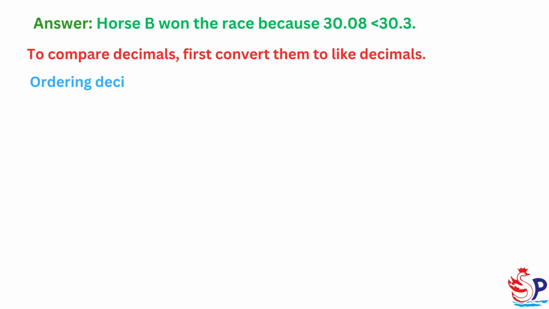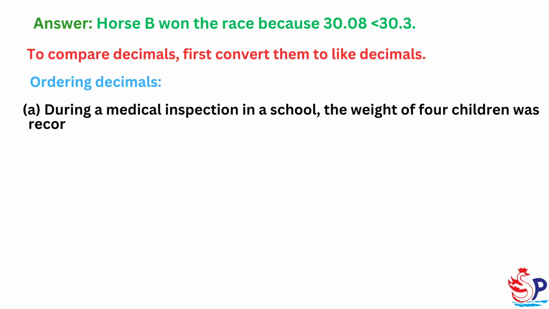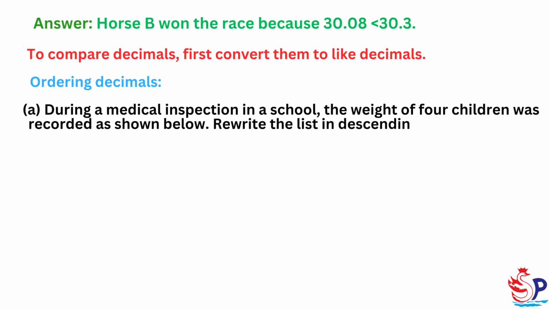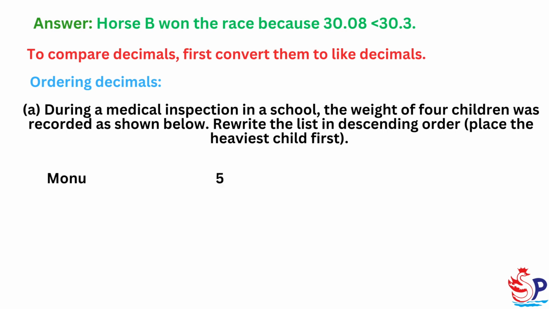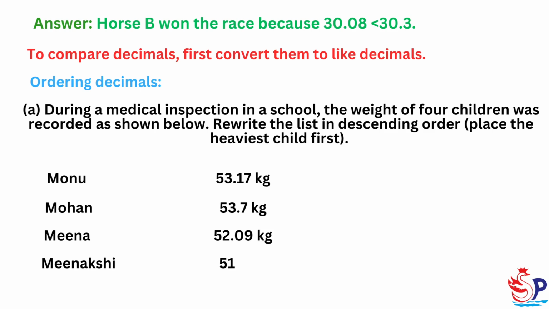Ordering decimals. A. During a medical inspection in a school, the weight of 4 children was recorded as shown below. Rewrite the list in descending order. Place the heaviest child first. Manu, 53.17 kg. Mohan, 53.7 kg. Meena, 52.09 kg. Meenakshi, 51.8 kg.